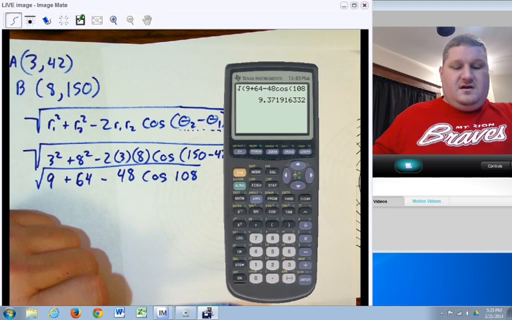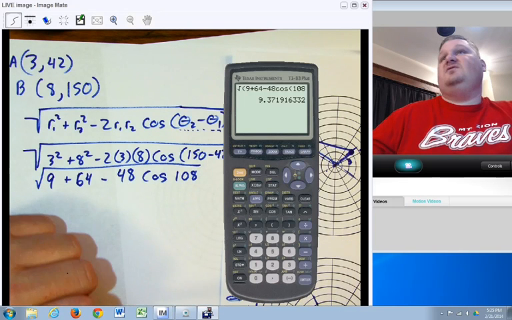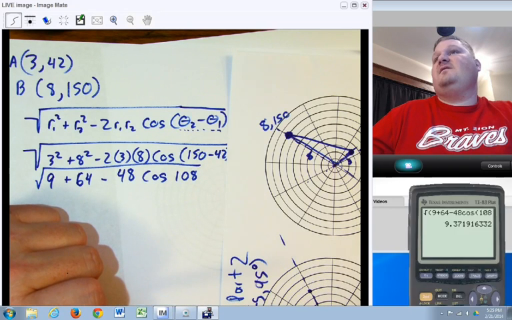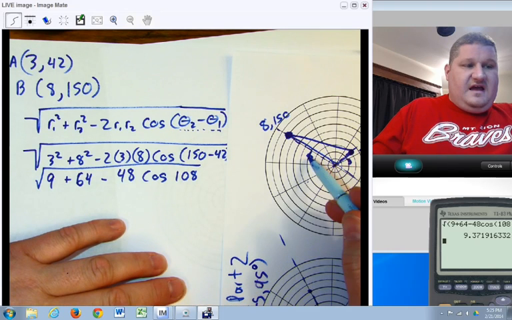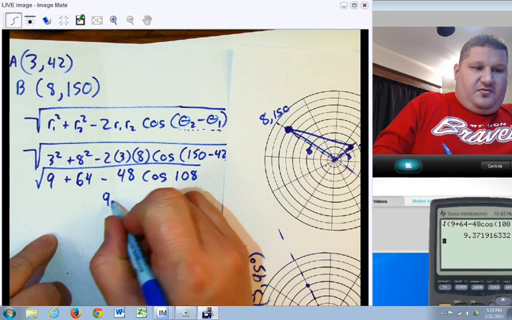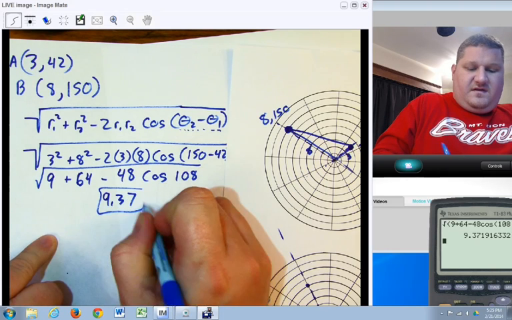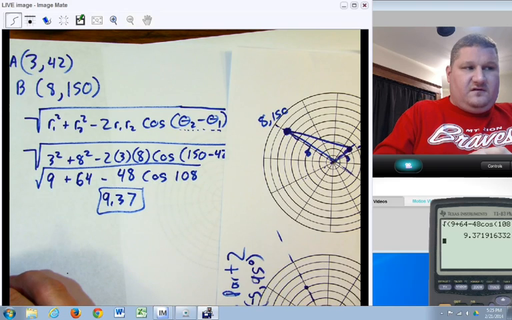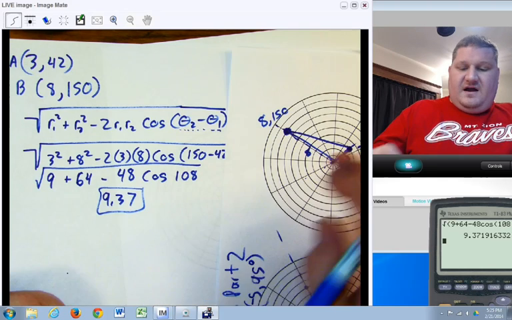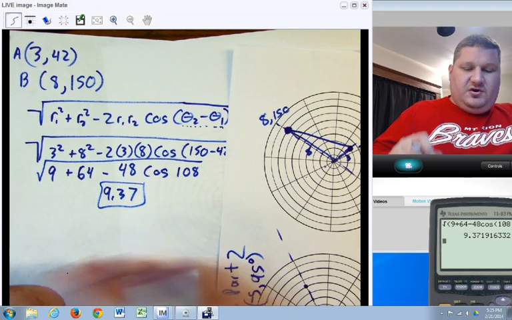9.37. Now, if I were to take a look here, if this is 3 and this is 8, 9.37 for the magnitude or the distance between the two makes a whole lot of sense. So, finding the distance between 2 points, you can do it.